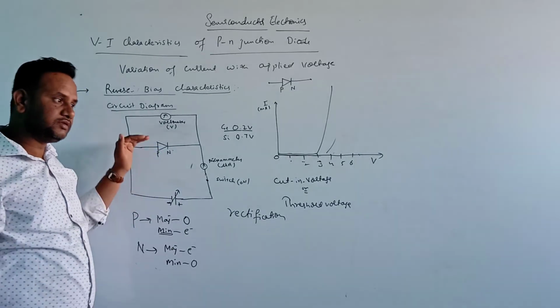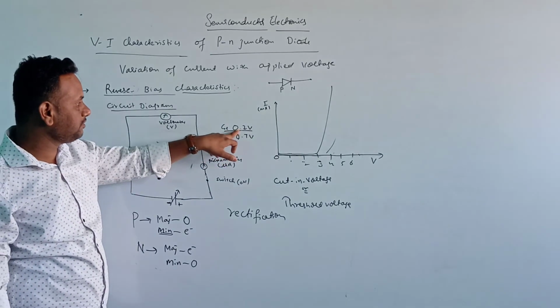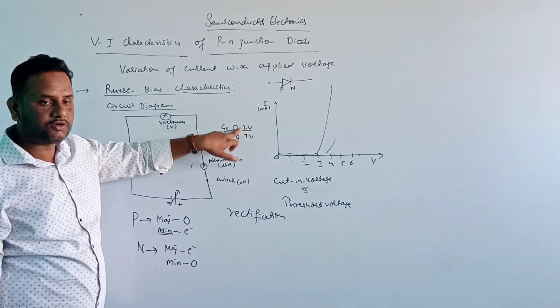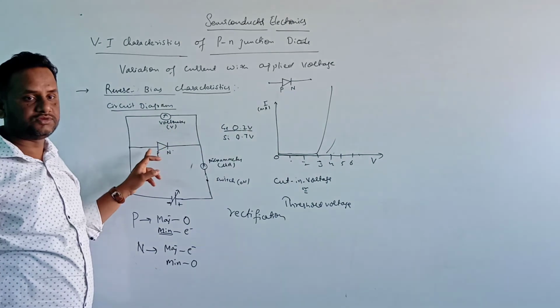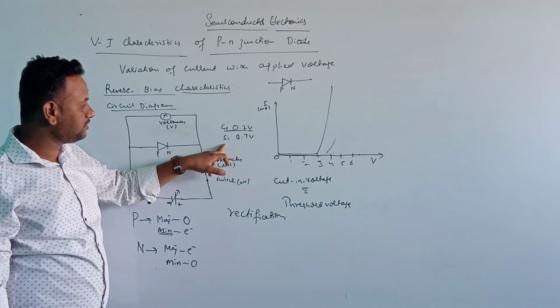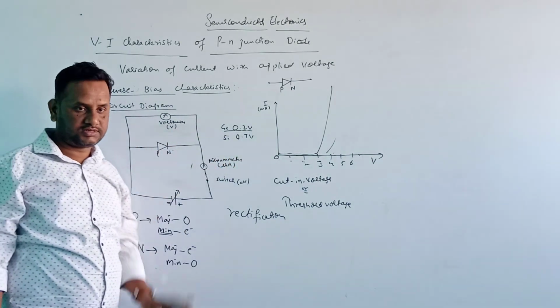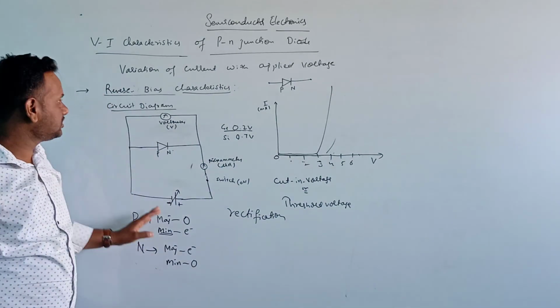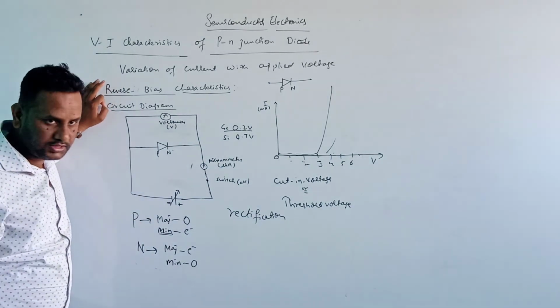Okay, so it is having some certain voltage, germanium 0.2. At 0.2 voltage only it starts to conduct. At 0.7 voltage only the silicon starts to conduct. Okay, so this is all about the forward bias and reverse bias.